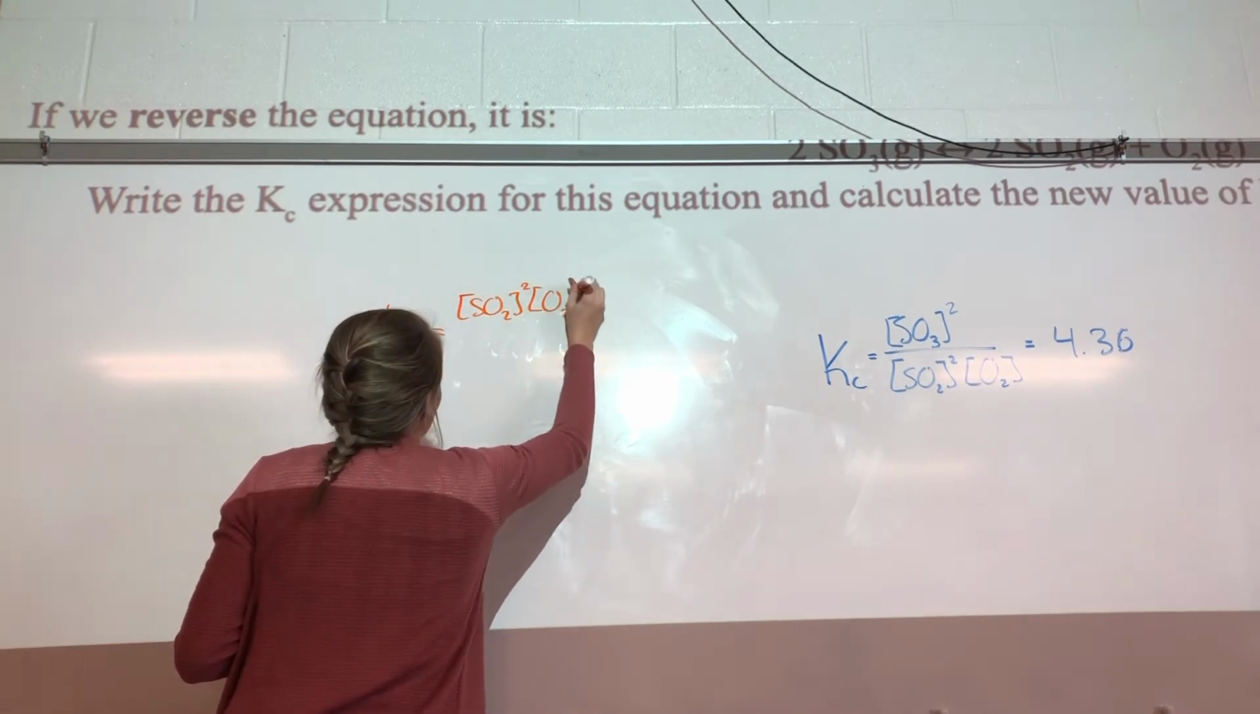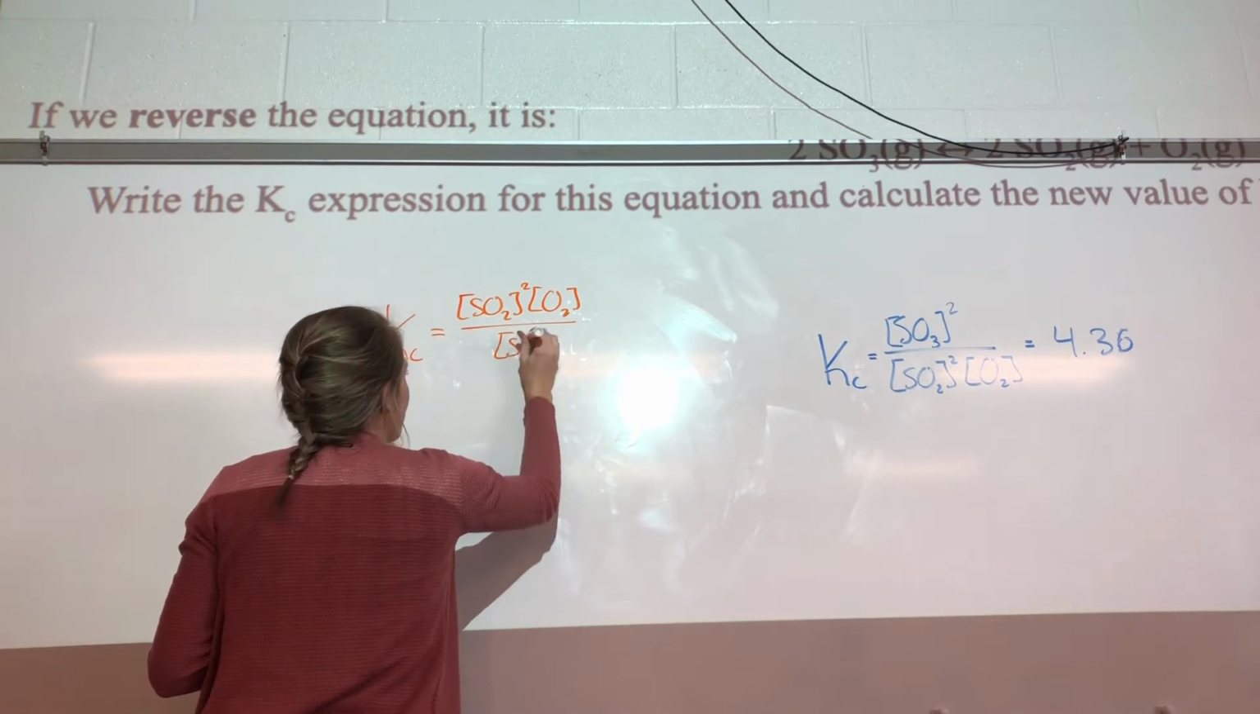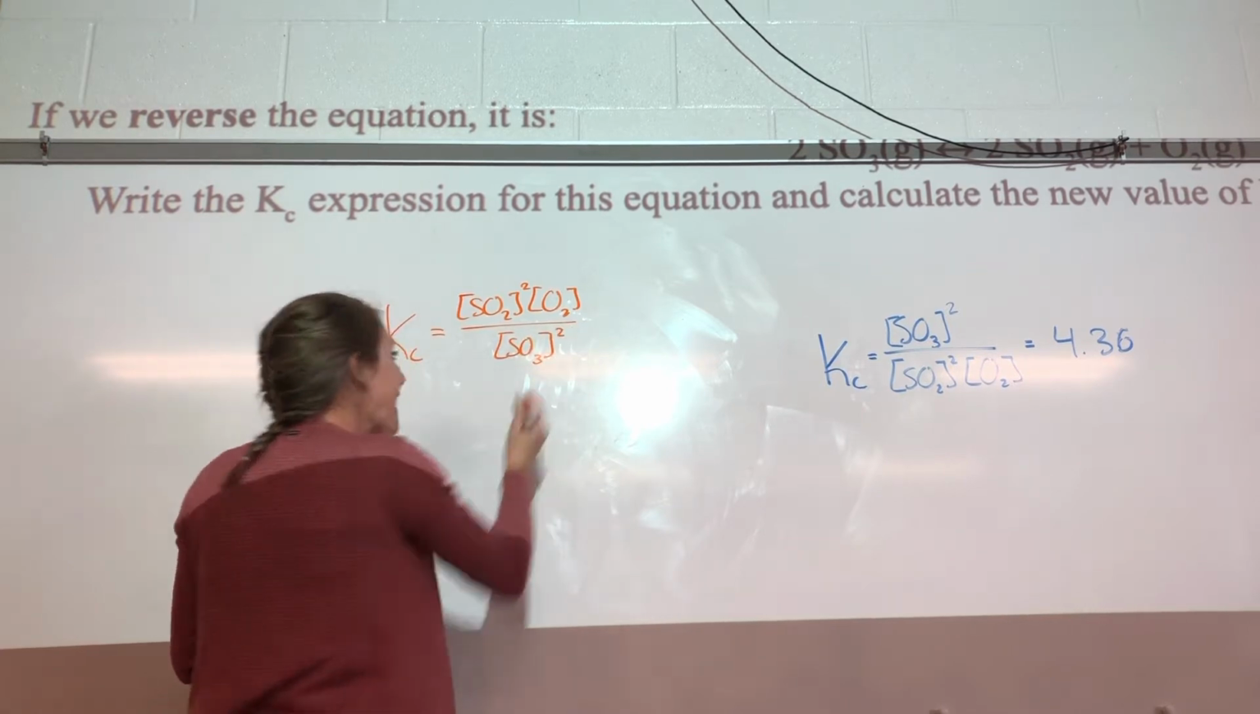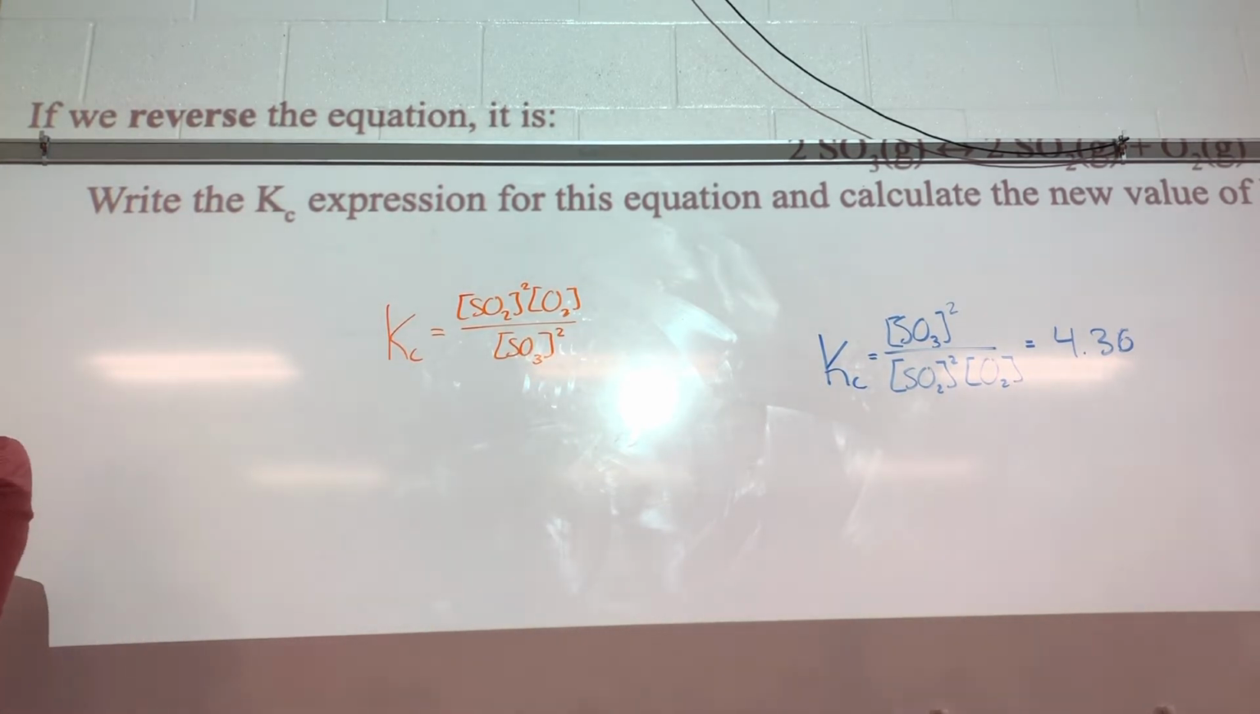So of course you could write it all out again and then plug in your numbers to get your value. Or if you just do the inverse of what you already have, or the reciprocal of what you already have, that will give it to you as well. Once again, these are just shortcuts you can use when an equation changes just slightly.